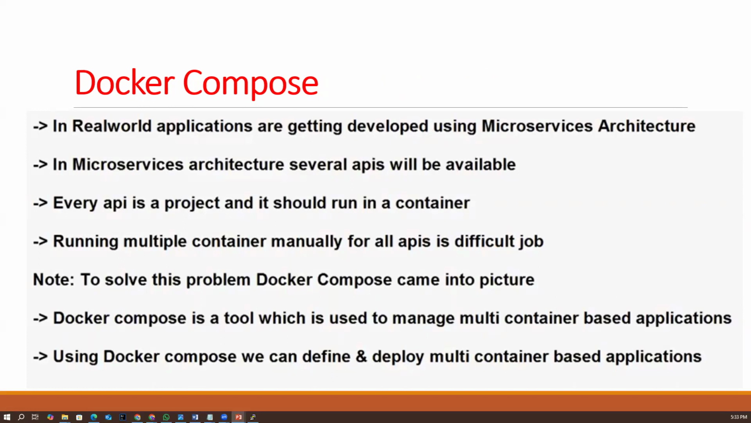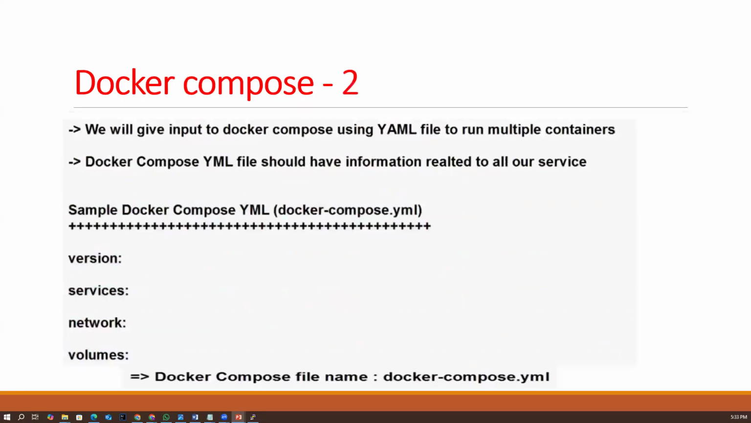To solve this problem, Docker Compose came into the picture. Docker Compose is a tool used to manage multiple containers based on the application. Using Docker Compose, we can define and deploy multiple containers. We give input to Docker Compose using a YAML file to run the multiple containers. The Docker Compose YAML file should have information related to our services. A sample Docker Compose file has version, services, network, volume.